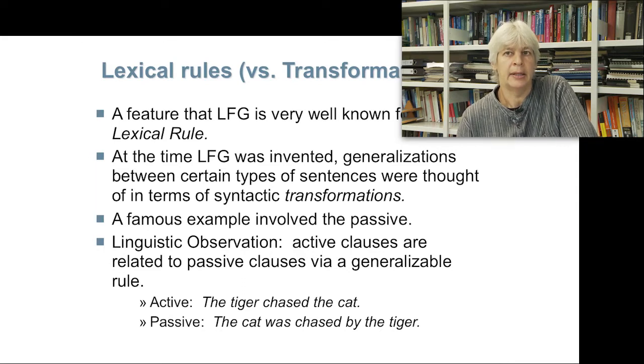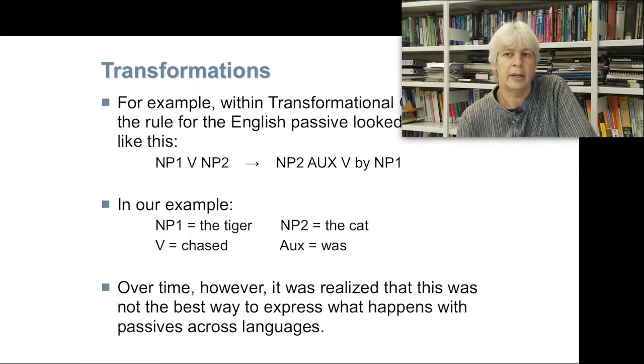And like I said, back in the 1970s, back then it was transformational grammar. And what transformational grammar thought was happening is that they postulated a rule, something like this here. There's one NP, a verb, followed by another NP, so NP1 and NP2. That's the active version. And you make a transformation. You transform this syntactic configuration into something where the second NP, NP2, comes first, followed by an auxiliary, followed by the verb, followed by the preposition by, followed by the first NP.